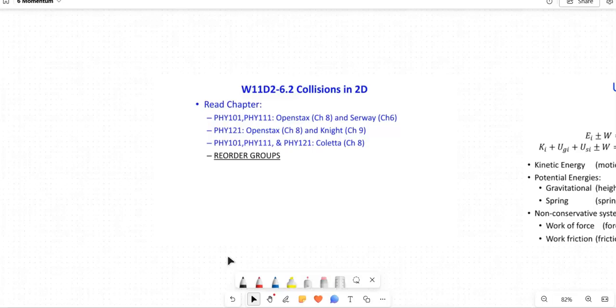We are continuing on with momentum, and this is our last part in momentum. It's 6.2, collisions in 2D. If you haven't done the reading, please do so. Those readings are indicated in your Canvas course.